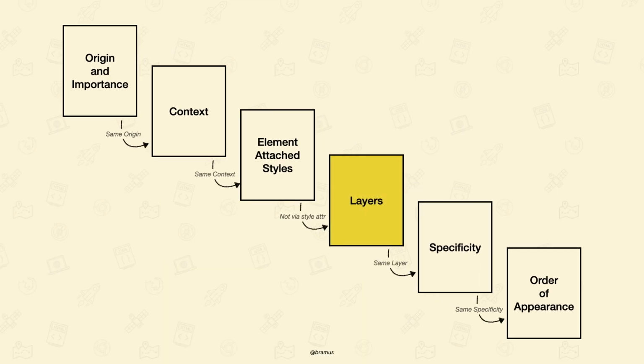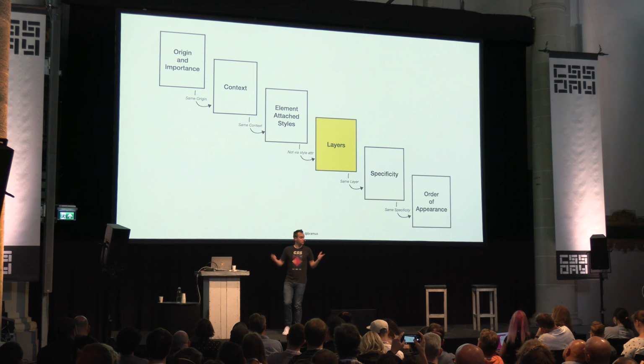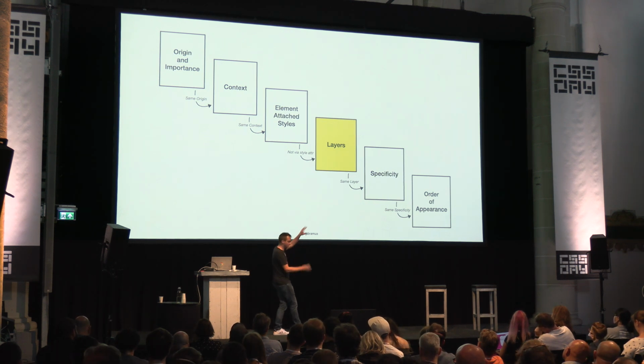It's an extra step in the cascade that fits right in between, right before specificity and order of appearance. And that way, if our layers step can determine the winner, we don't need to worry about specificity, order of appearance inside of that, from something inside of another layer. So pretty cool.